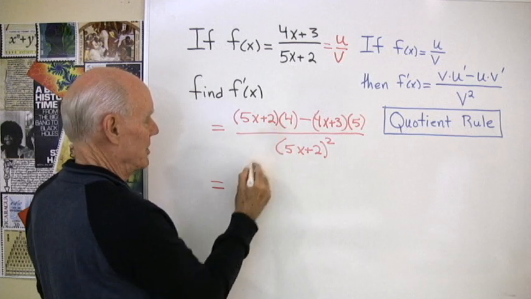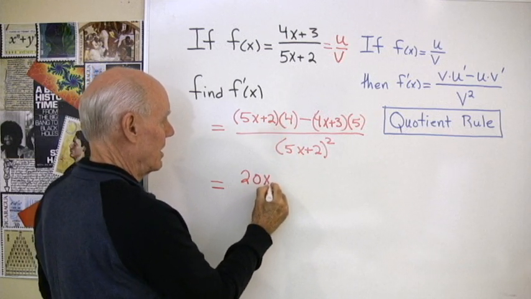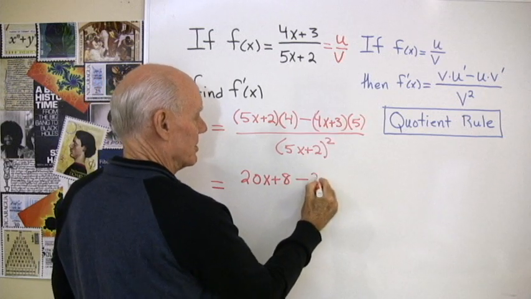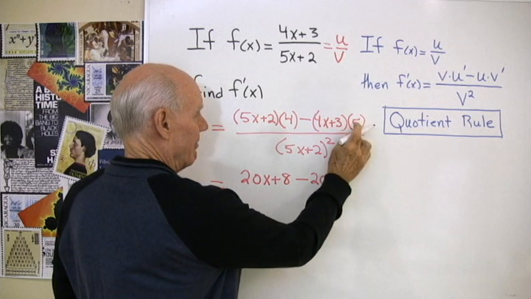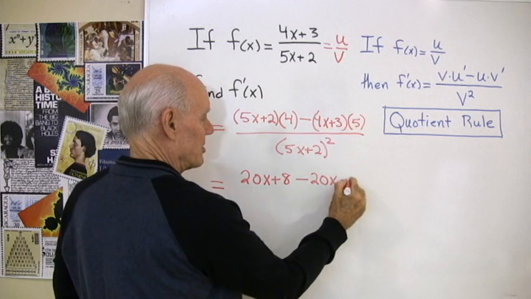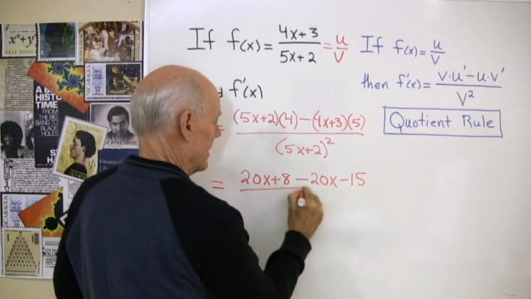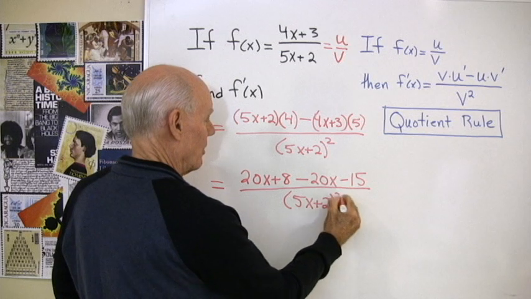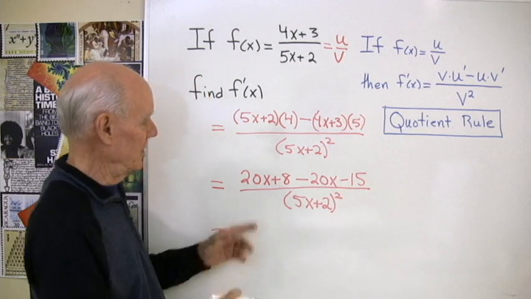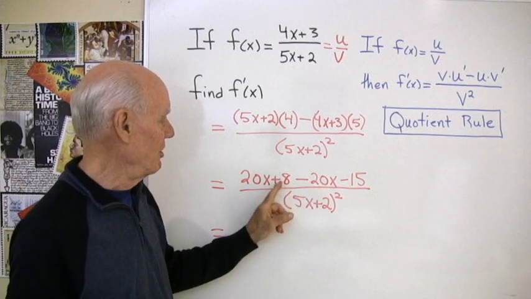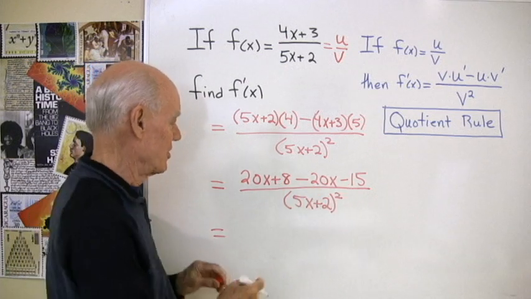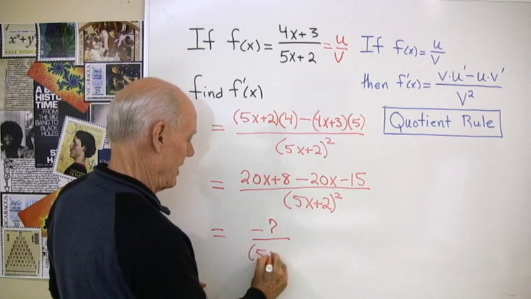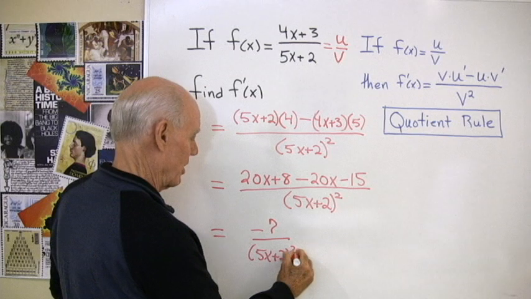Okay, so let's simplify a little bit. I'll multiply 4 times each of those. 20x plus 8 minus 5 times 4x is, again, 20x. And 5 times 3 is 15 with that subtraction sign, minus 15. That's all divided by 5x plus 2, quantity squared. And let's see, 20x plus negative 20x, 0. 8 subtract 15 is going to be negative 7. So I have negative 7 over 5x plus 2 quantity squared.